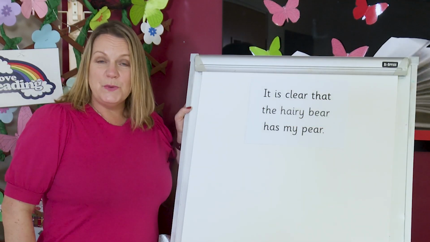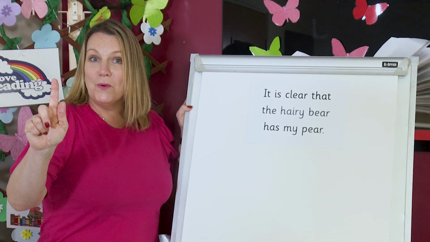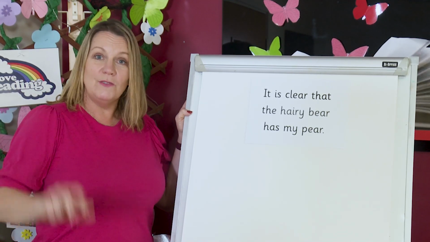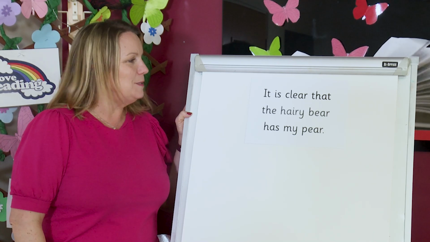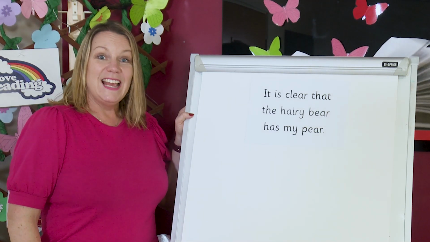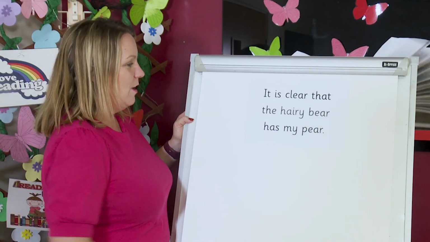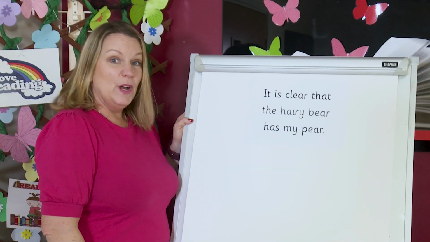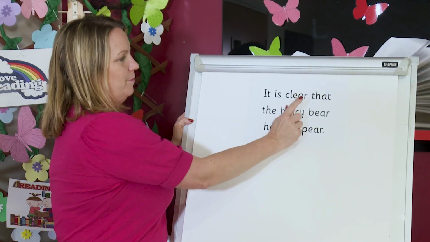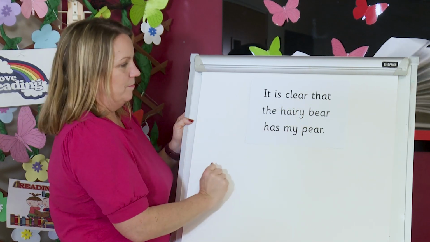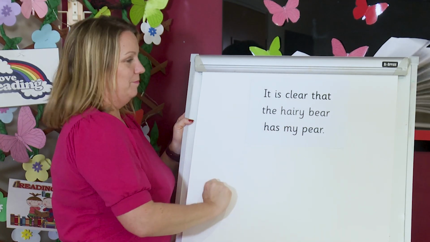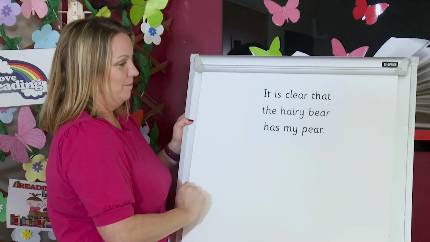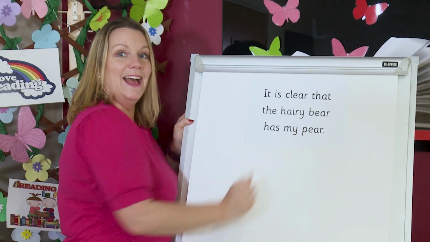Can you see any words with digraphs? 2 letters, 1 sound. Or trigraphs? 3 letters, 1 sound. Yes, this word has a digraph. And these words have trigraphs: ear, air, air, and air.